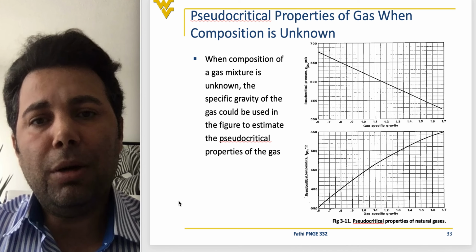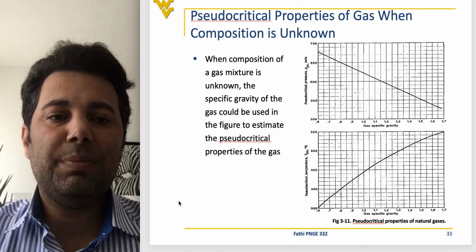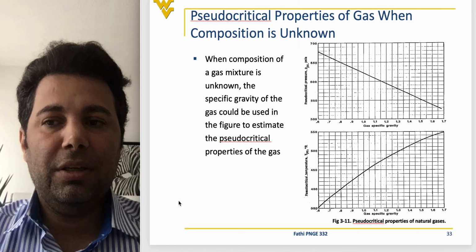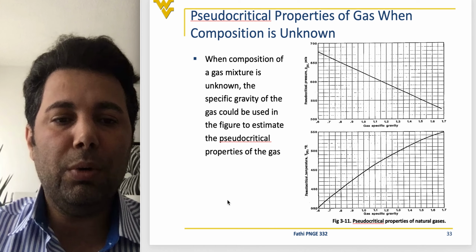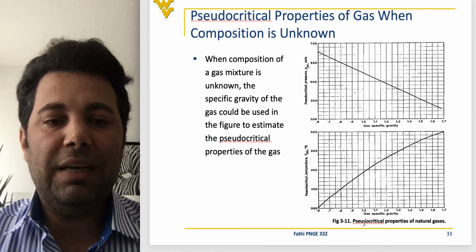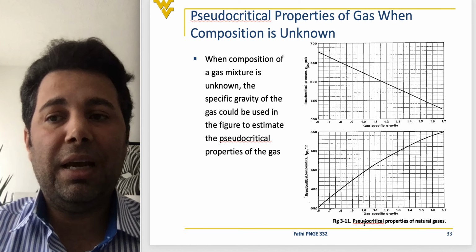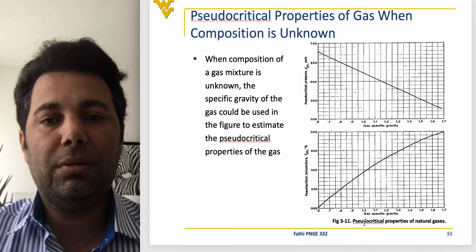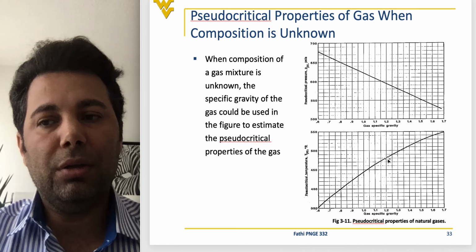Sometimes the components are not given, and instead the specific gravity of the mixture is given. If the specific gravity of the mixture is given and you don't have the components, then you can use figure 3.11 to find the critical properties. But remember, this is for the case that you don't have the components. In your class, and most of the time, we will have the components, so we will not use this graph.